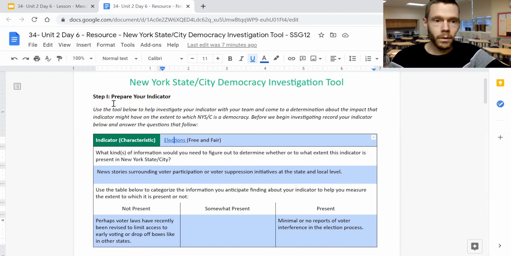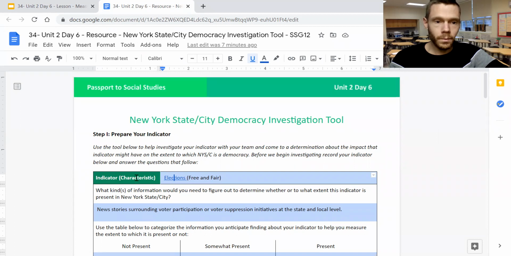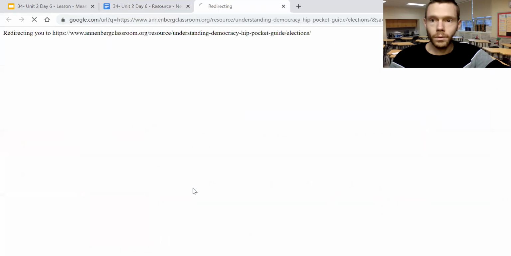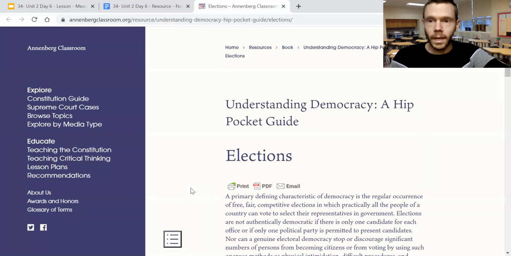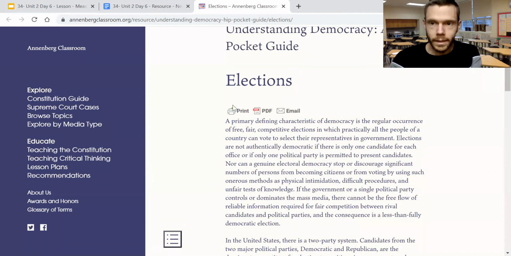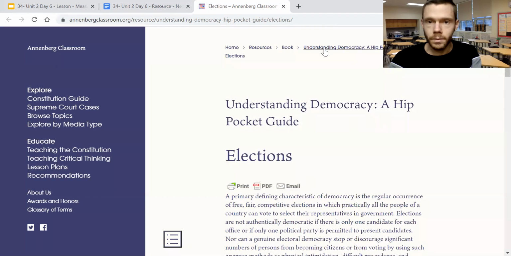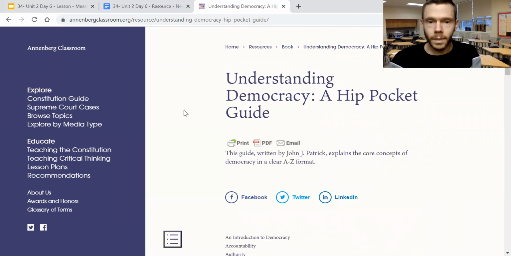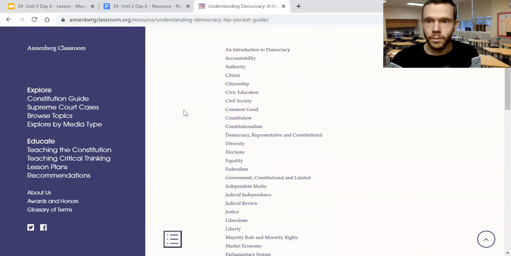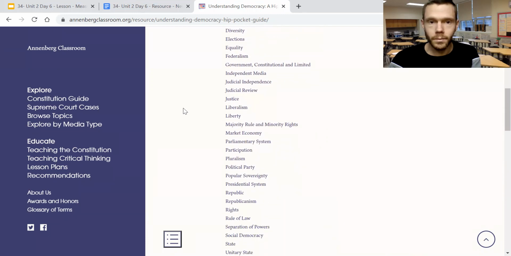So we want to first prepare our indicator in step one. In order to do that, we need to remember what the indicators are. And if you don't remember, you can look back to day one in unit two. In this video, I also included a hyperlink to one of the resources in day one, which was a hip pocket guide to understanding democracy. And for the indicator that I chose for the model, we'll take a look at elections. Again, this website does a nice job summarizing the key components of democracy. So if we go back to the main page, we can see there are a wide variety of characteristics that you could choose to measure democracy in the city of New York.